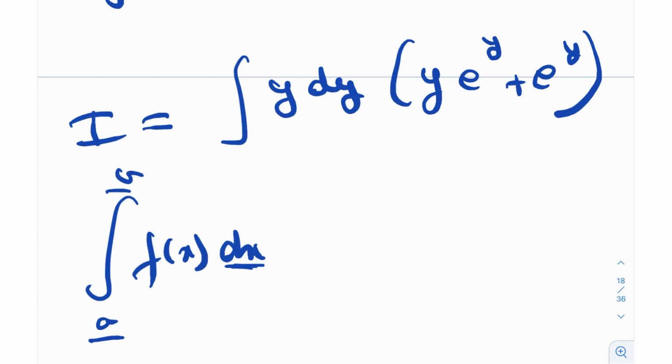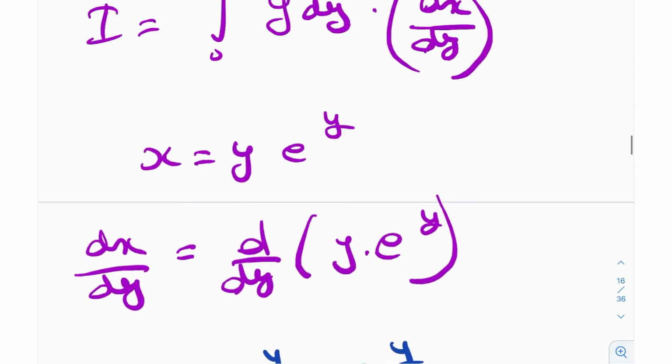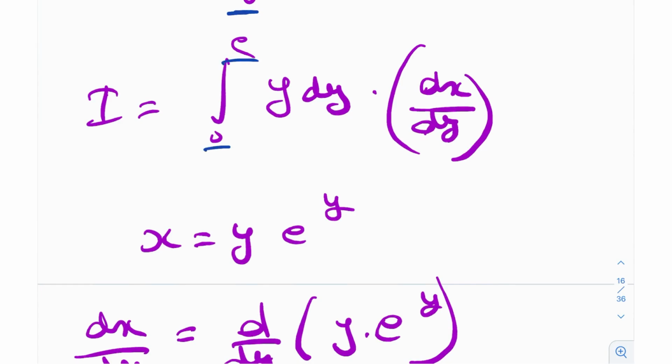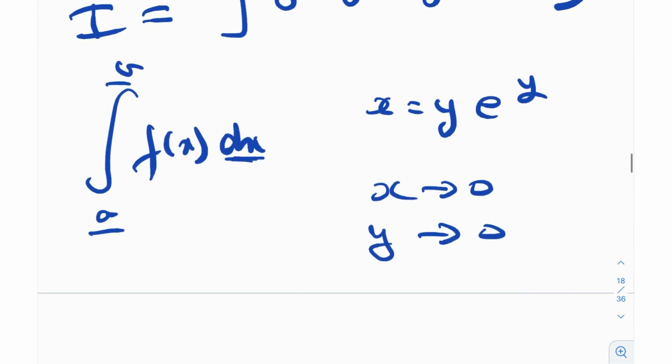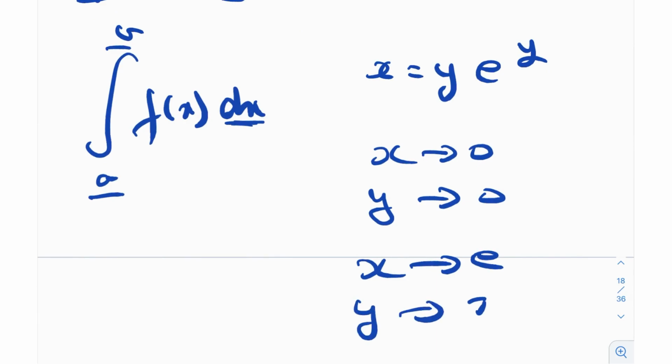We had x is equal to y times e raised to power y. What did we have earlier? We had 0 and e as the lower and upper limits. So you see, when x tends to 0, that means that y tends to 0. That's pretty clear. And when x tends to e, it should be pretty clear that y tends to 1, because when y is 1, the right hand side becomes e, and that's what we want x to be. So the new limits are from 0 to 1.